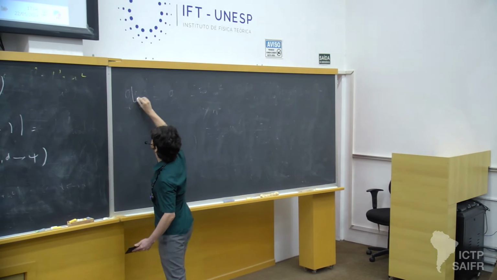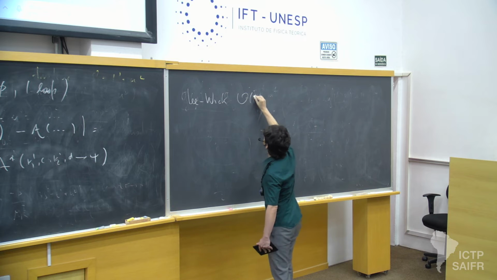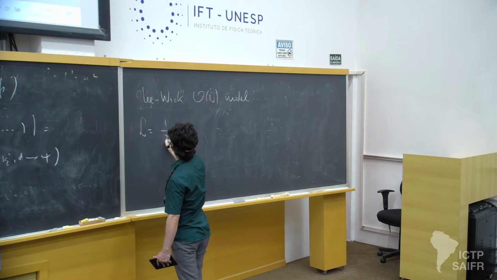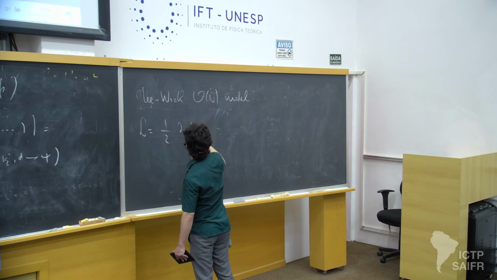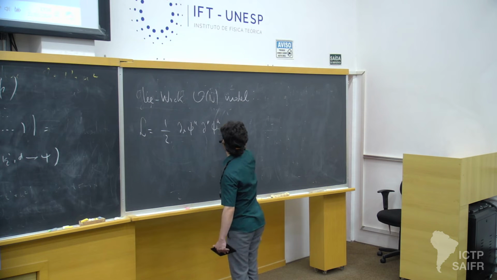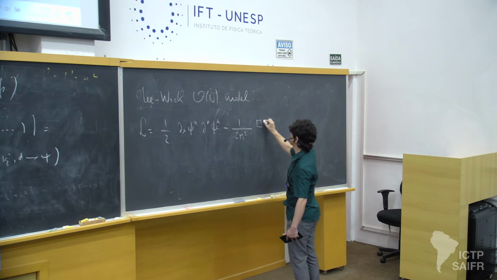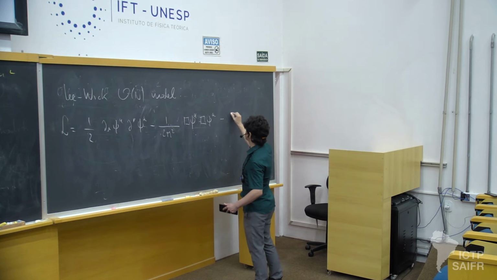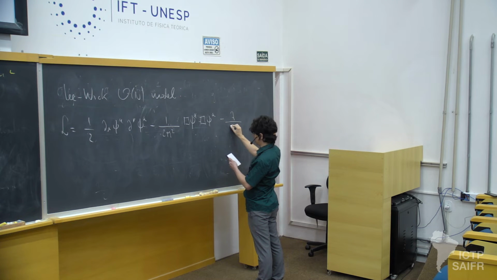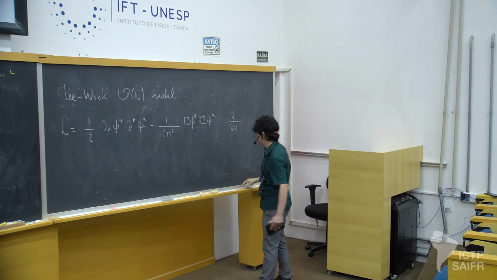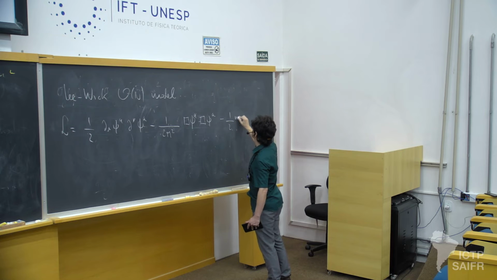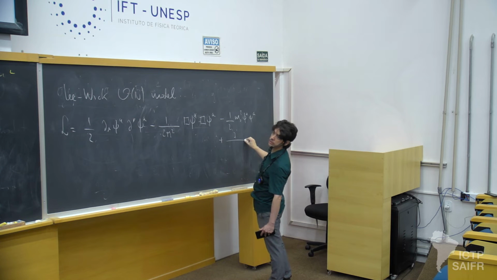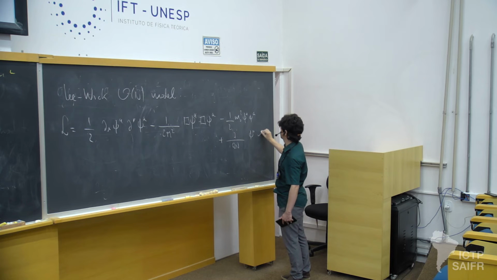our Lee-Wick O(N) model goes like this. Let's call it a Lagrangian. So one half of the derivative of phi I, minus 1 over 2, the term that you are already used to, phi I box phi I, minus, I'm going to introduce the lambda that I just introduced before. There is a mass term. I wrote a mass term, m0 squared phi I squared, plus lambda over 8, phi I squared.